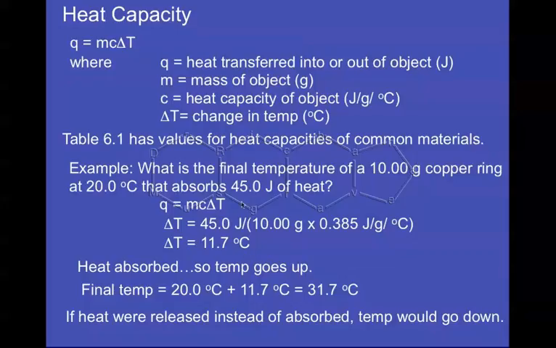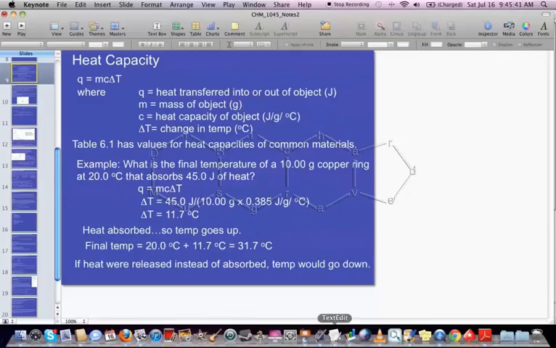Now what we find here is that the copper ring is absorbing 45.0 joules of heat. So whenever I see the word absorbs, I'm thinking that the temperature is going to go up. So the final temperature is going to be 20.0 degrees Celsius plus 11.7 degrees Celsius, which would be 31.7 degrees Celsius.